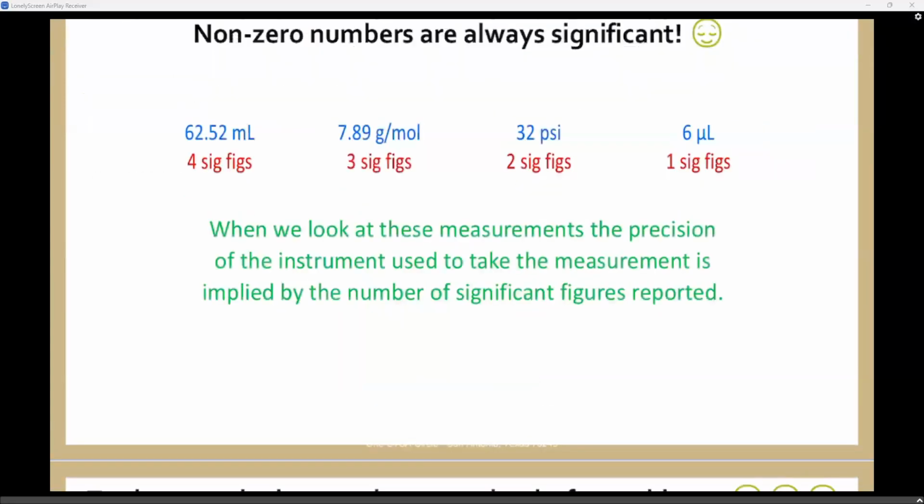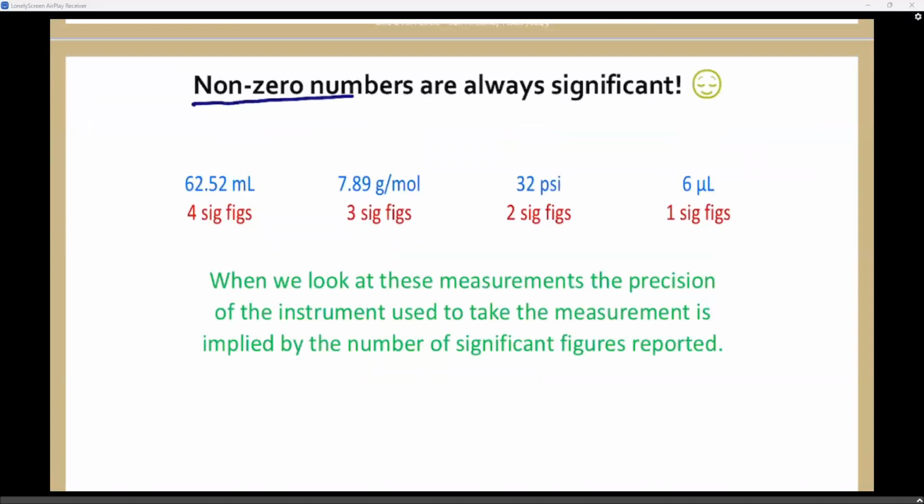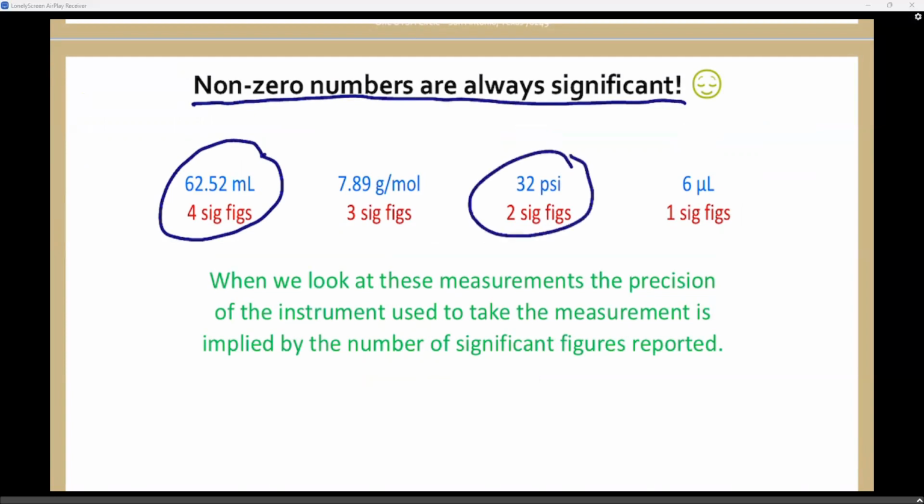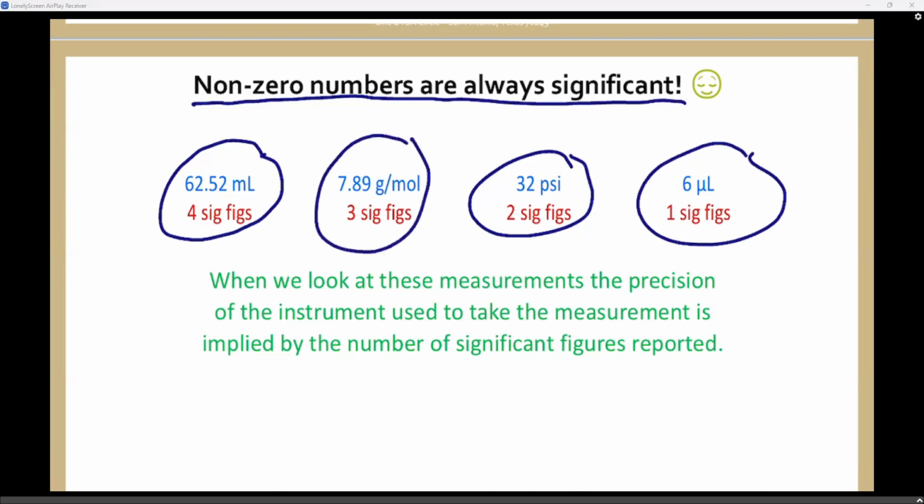So, what numbers are significant? This one's easy. All non-zero numbers are significant, always. I give you this volume, 62.52 mL, 4 significant figures. 32 PSI is the pressure, 2 significant figures. 6 microliters, okay? 6 microliters, 1 significant figure. 7.89 grams per mole for this density, 3, okay?